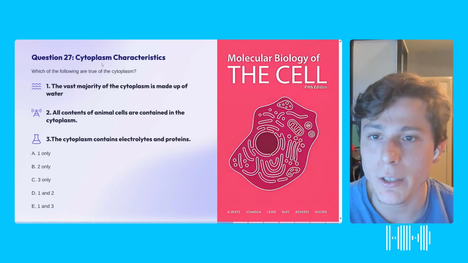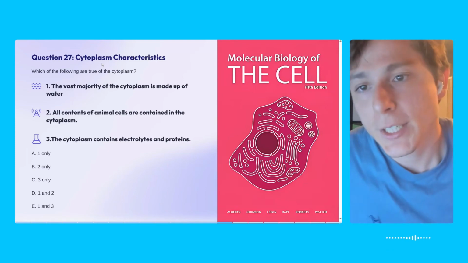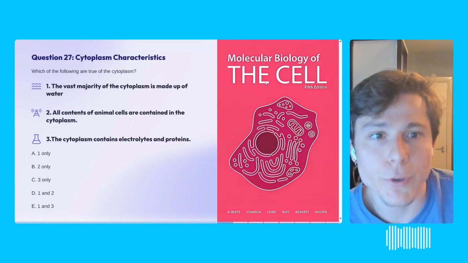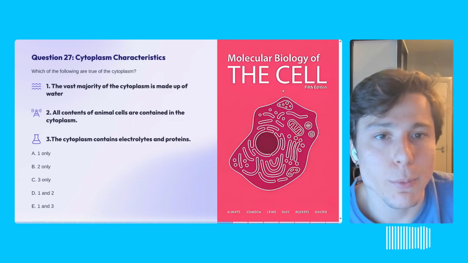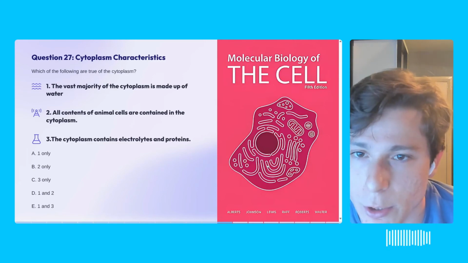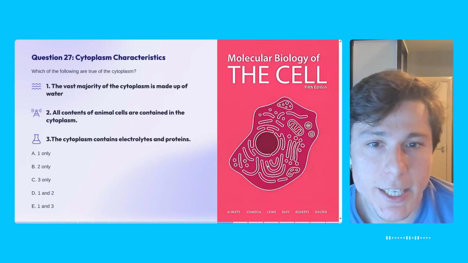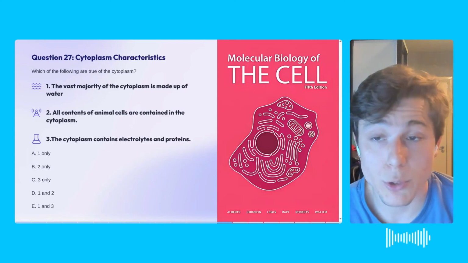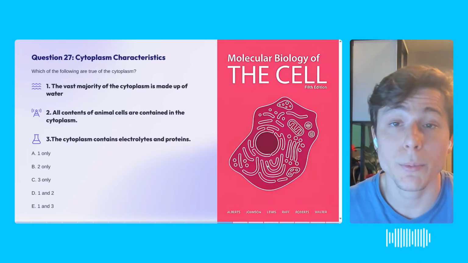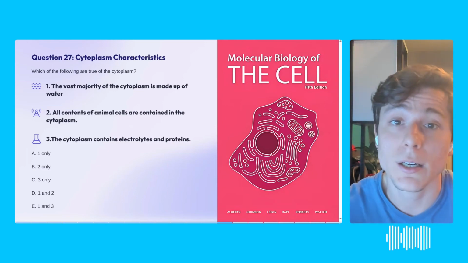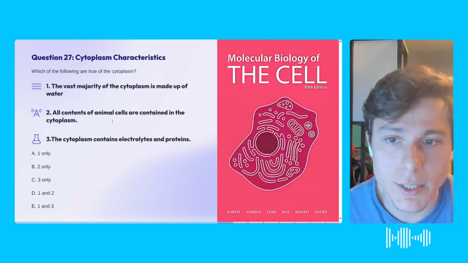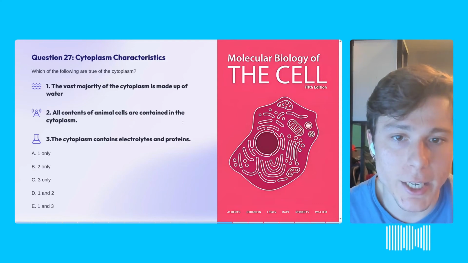Question 27. Which of the following are true of the cytoplasm? I even put a little picture of one of the books that would be very important in the first years of medicine, from Alberts. It was important for me in my biology course, and it's definitely going to be important for medicine as well. So, what is true about the cytoplasm? The vast majority of the cytoplasm is made up of water. That's true. 80% of the material in our cytoplasm is water. The other 20% is going to be proteins, organelles, and so on.